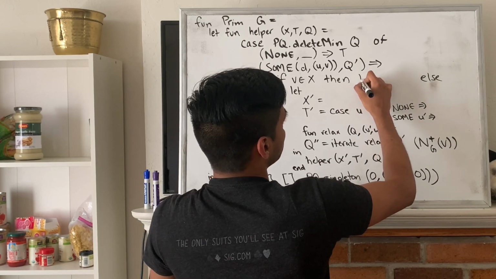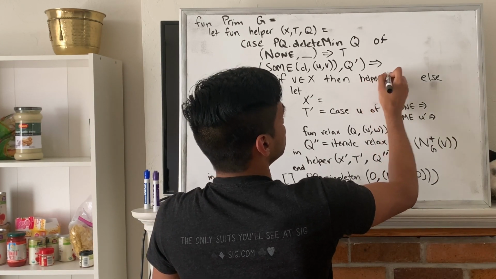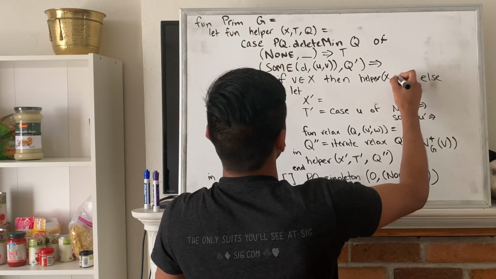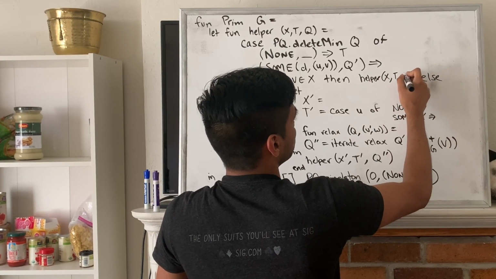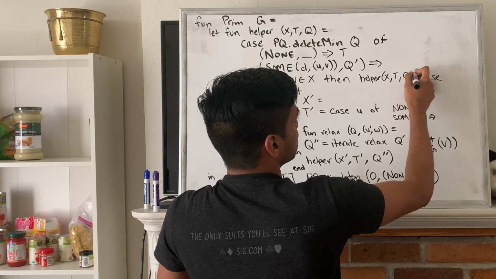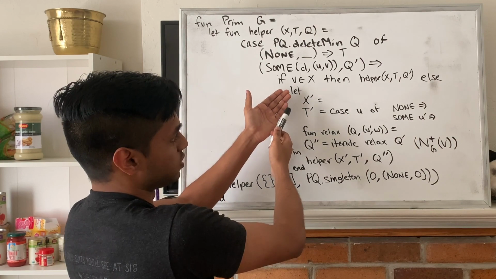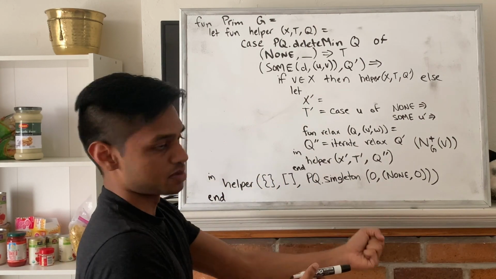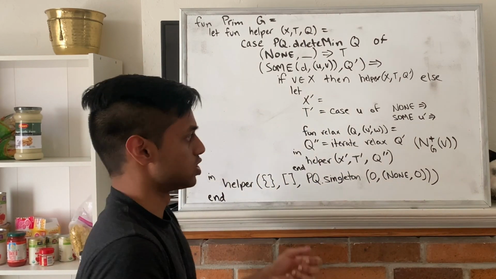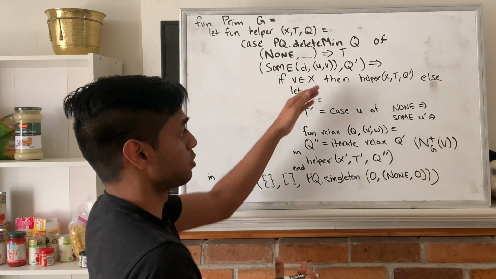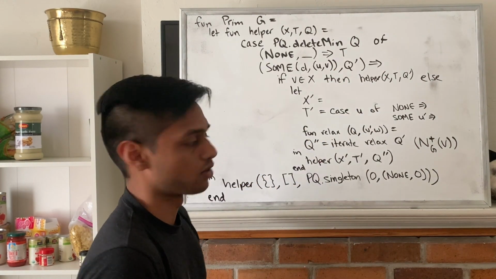So we can run helper of X. We're not going to change our visited set. We're not going to change the tree, or the minimum spanning tree, but we will update our Q to Q prime. Cool. So since we've already seen the vertex V before, if we were to add it to our minimum spanning tree, that would cause a cycle, right? Because we would add an edge within the same partition of the graph. So that's why we want to just move on to the next iteration of the algorithm.